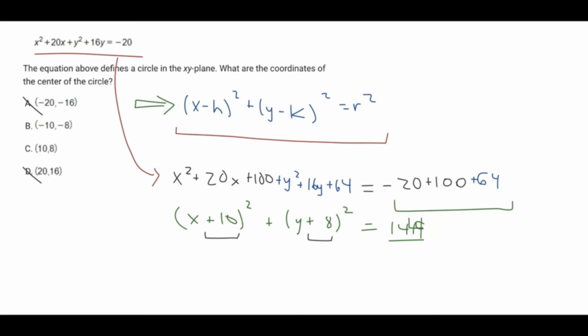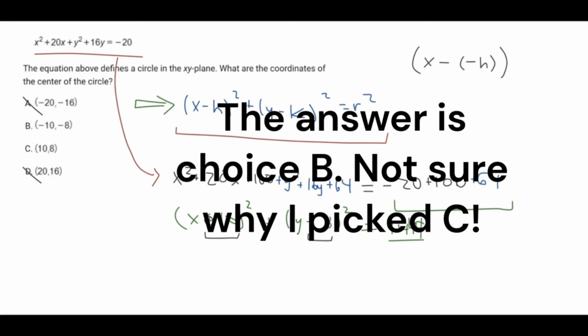Well, no. Because if we have a positive here, what that means is that h is negative and k is negative. Now why? Well, I'll give you a quick example here. So if you have x minus, this is the standard form, a negative value of h, it'll look like this, right? You're subtracting a negative, which gives you a positive, as you can see here. And therefore, our answer here is just negative 10, negative 8.